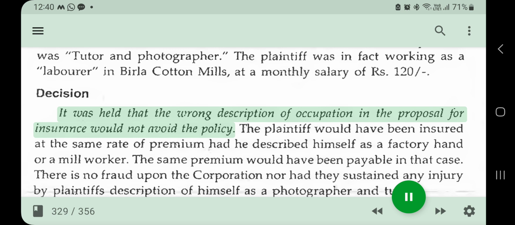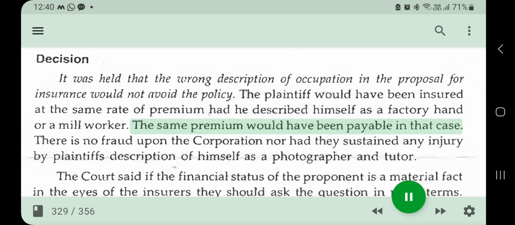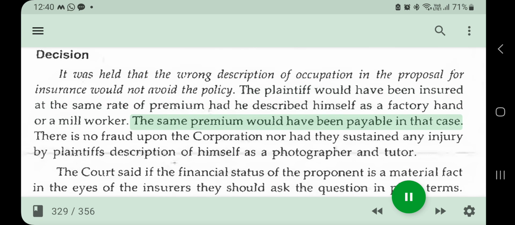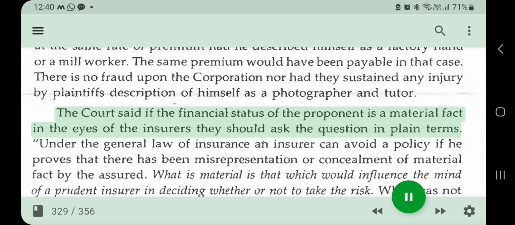Decision: it was held that the wrong description of occupation in the proposal for insurance would not avoid the policy. The plaintiff would have been insured at the same rate of premium had he described himself as a factory hand or a mill worker. The same premium would have been payable in that case. There is no fraud upon the corporation, nor had they sustained any injury by plaintiff's description of himself as a photographer and tutor. The court said if the financial status of the proponent is a material fact in the eyes of the insurers, they should ask the question in plain terms.